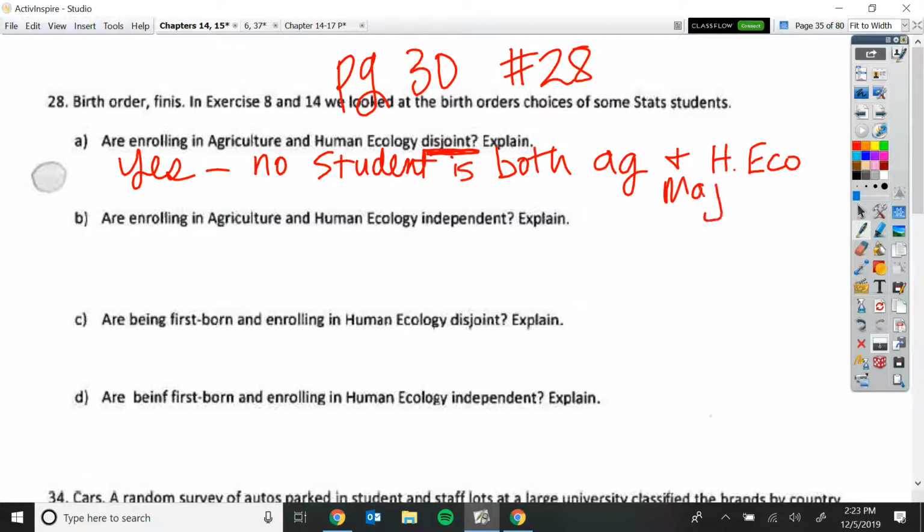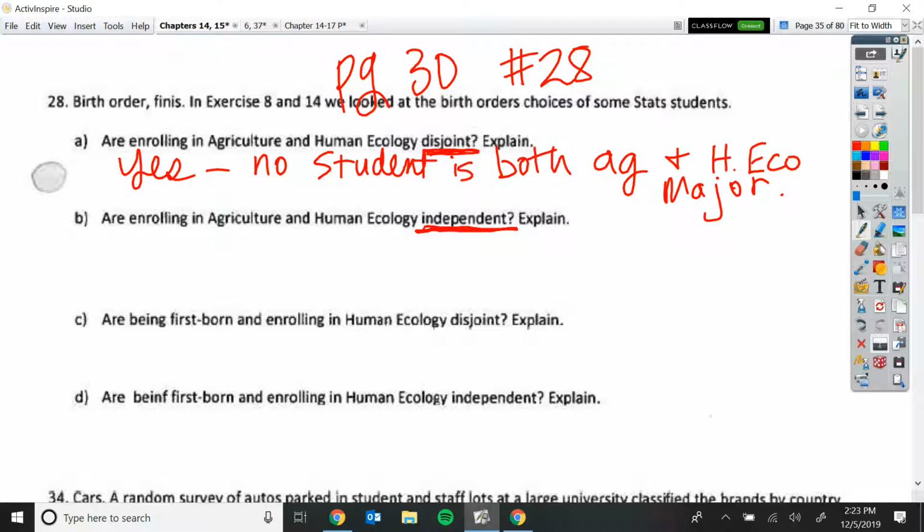Okay, so the reason that that right there is going to help you is because even if you kind of disagreed, maybe you thought, no, they're not disjoint because there could be some students who are human ecology and ag, whatever. But your definition would show that you know that definition. Okay, how about this one? Are enrolling in ag and human ecology independent? So that's what we learned yesterday.